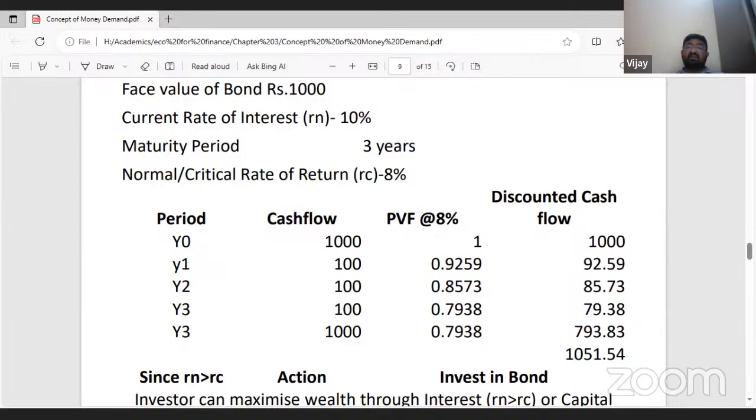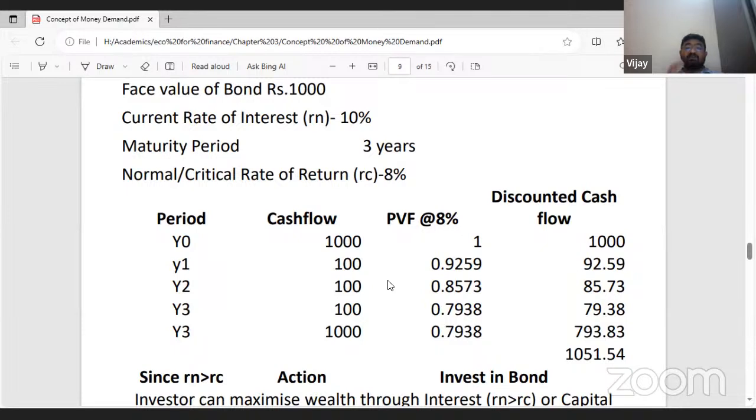In that case, will you invest in the bond or not? Sir, you will invest in the bond. Why? Because the value of an asset is nothing but the present value of future cash flows. Today you have invested 1,000. In year 1 you will get 100, which discounted to year 0 is 92.59.